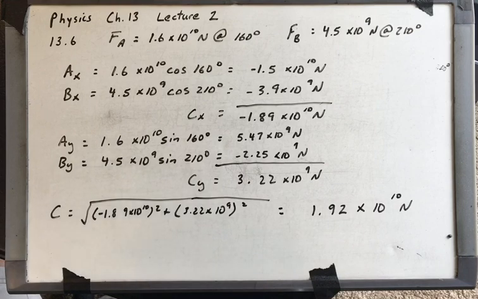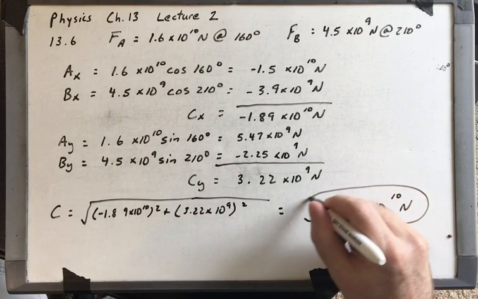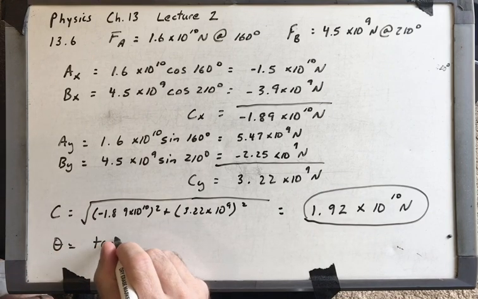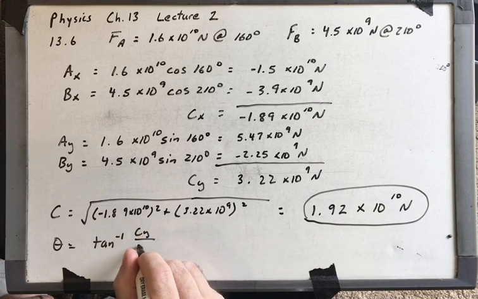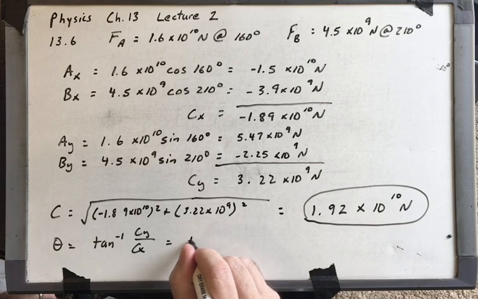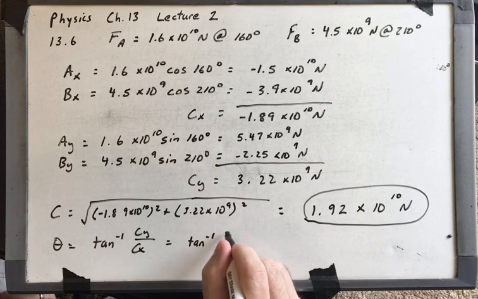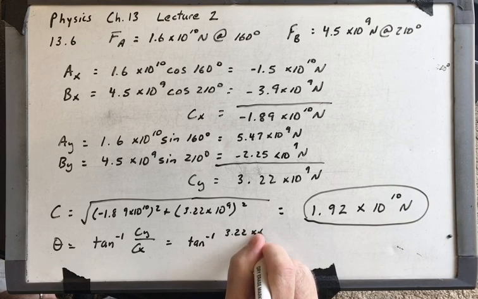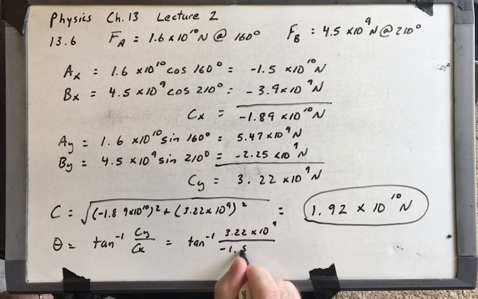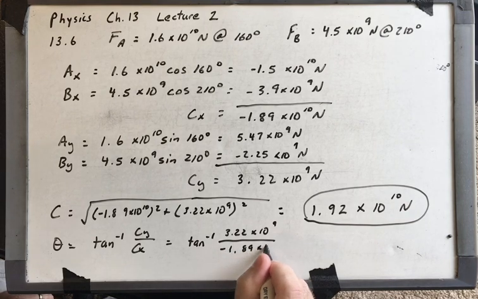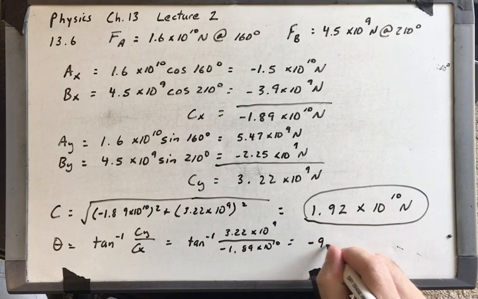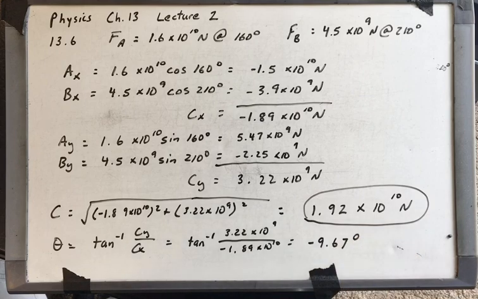All right, so that's one of your answers. That's the magnitude of the force. Now to get the direction, we take the inverse tangent of the y component divided by the x component. So that's the inverse tangent of 3.22 times 10 to the 9th divided by negative 1.89 times 10 to the 10th. And that'll give you negative 9.67 degrees. But I need to adjust that.